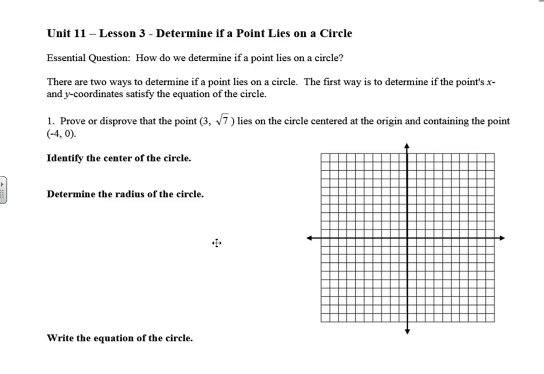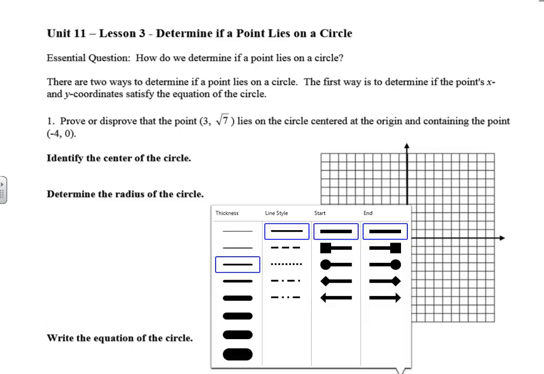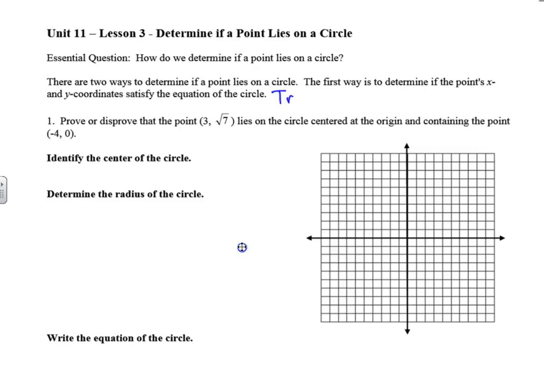We're going to determine if a point lies on a circle. So what we want to do in this lesson is answer the question, how do we determine if a point lies on a circle? There are two ways to determine that. The first way is to determine if the point's x, y coordinates satisfy the equation of a circle. Another way we say that is if it's true. I'm going to walk you through how to do that with some examples.